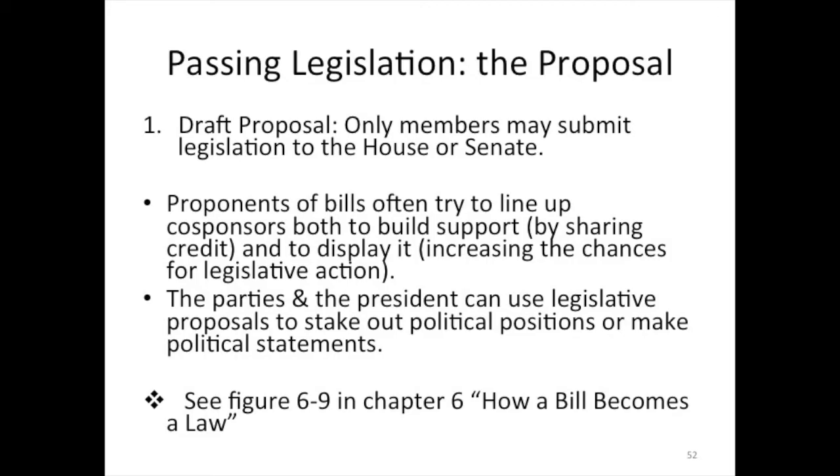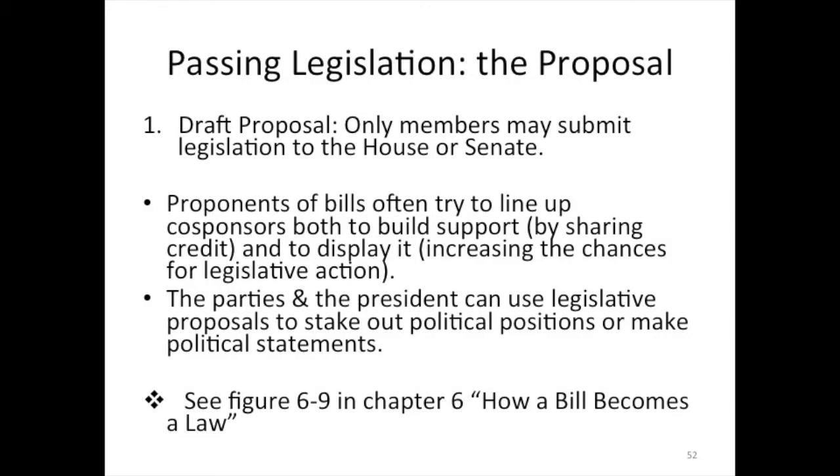These next slides cover how legislation is passed. Of course, the first step in legislating is to draft a proposal. Anybody can draft a piece of legislation. You can, I can, an industry can. The president can draft legislation if he or she wants, but only members of Congress may officially propose legislation to the House or the Senate for consideration.